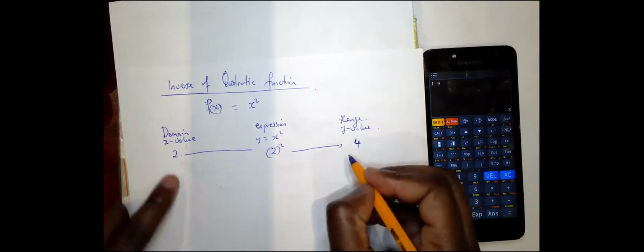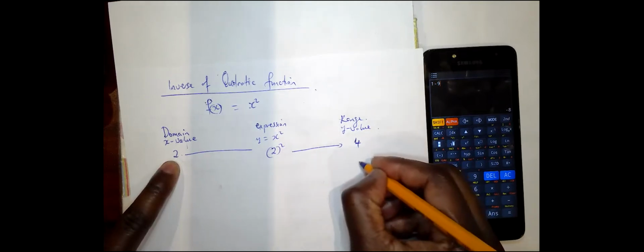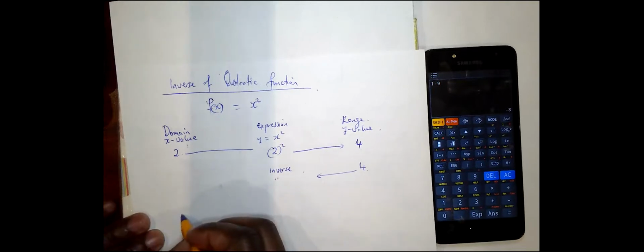So now we have a 4. Now I want to get 2, coming from this side. So this one is our 4, and we want to find its inverse. What is the direction? The direction now is this side, this direction. That's what we want. We want to find the inverse function here. Now we have our equation there, remember?